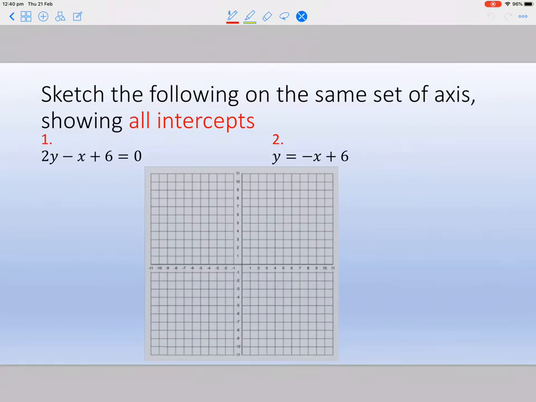Okay, so we're going to sketch the following on the same set of axes, showing all intercepts. Now, I know that many of you want to go straight to a table of values. What we're going to do is draw it without a table of values, because we'll find the intercepts, all right? Now, I want to explain something first.